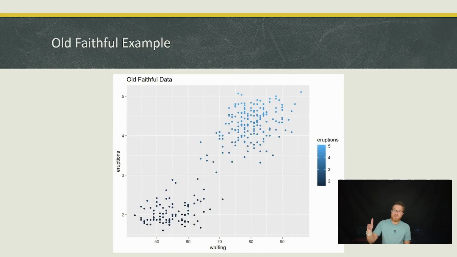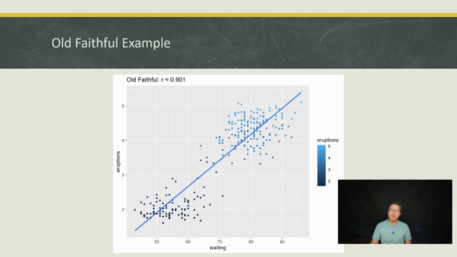Now, it's pretty clear to see that there is a positive correlation. And I will tell you, just a spoiler, it's a fairly strong positive correlation between the waiting time and the eruption time of Old Faithful at Yellowstone National Park. In fact, you can see it right here, an R value of 0.91.